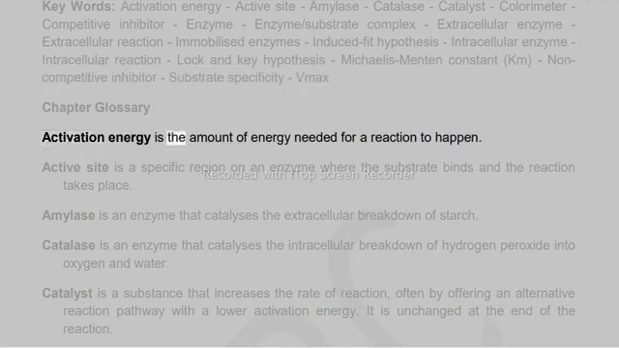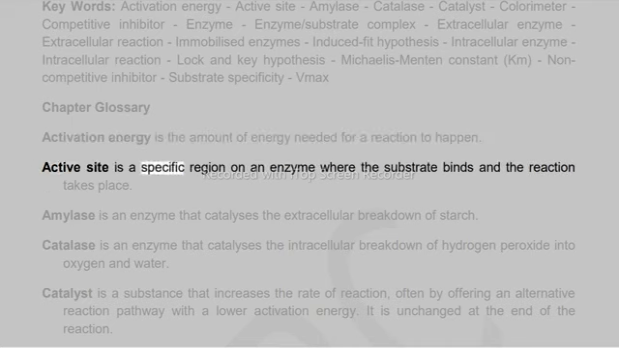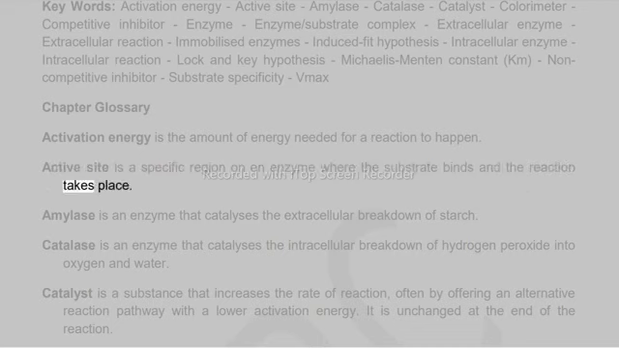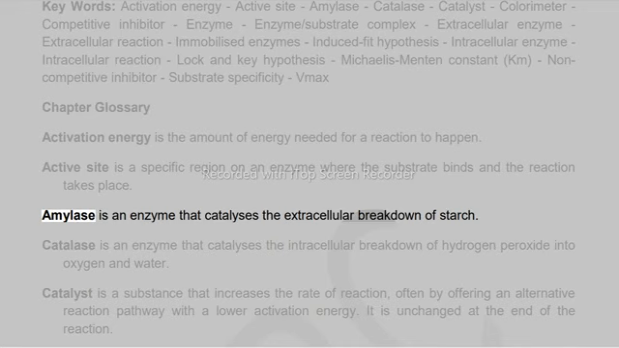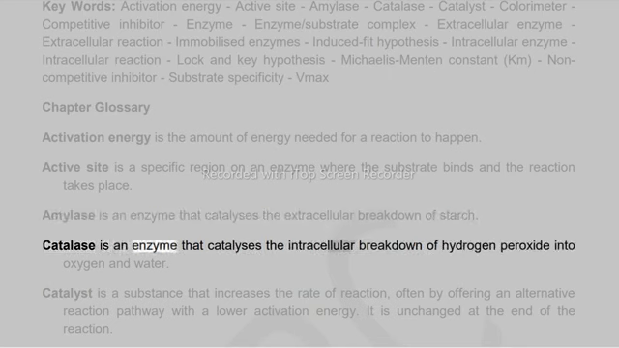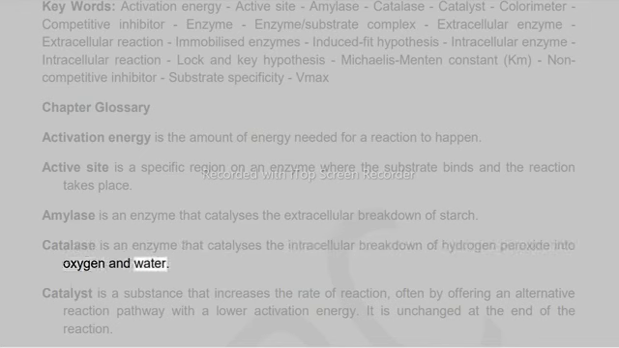Activation energy is the amount of energy needed for a reaction to happen. Active site is a specific region on an enzyme where the substrate binds and the reaction takes place. Amylase is an enzyme that catalyses the extracellular breakdown of starch. Catalase is an enzyme that catalyses the intracellular breakdown of hydrogen peroxide into oxygen and water.